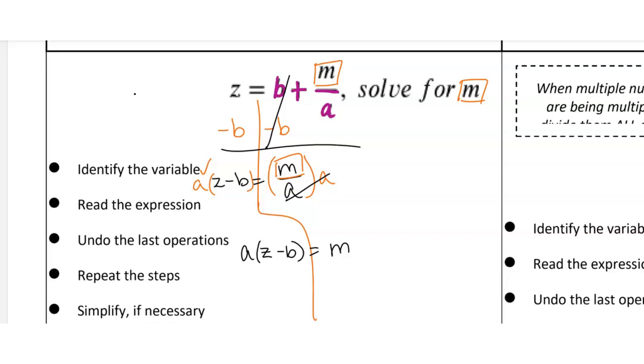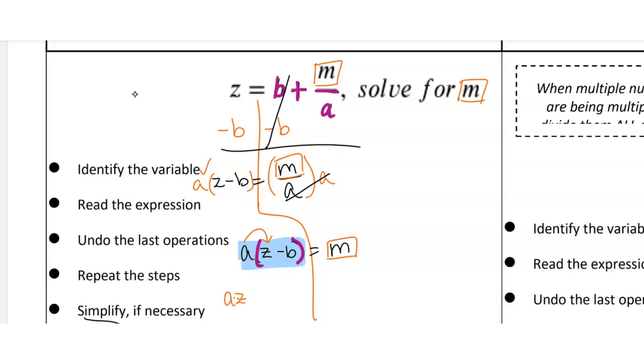Okay, now that we have our m isolated, our answer could be seen like this, or we're going to go that step further to simplify it. And because we have parentheses, we know we're going to distribute. So we've got a times z, and because we cannot really multiply them, we don't know their value, we're just going to write az.